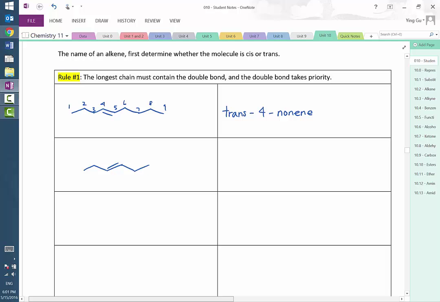Alright, let's do another one. Here we go. This again is a long chair shape, so we would call that a trans. Where is that double bond located? Well, if we go from the left, it is going to be on carbon 3. If we go from the right, it is also going to be on carbon 3. Either way, doesn't matter. It's going to be trans-3-hexene.